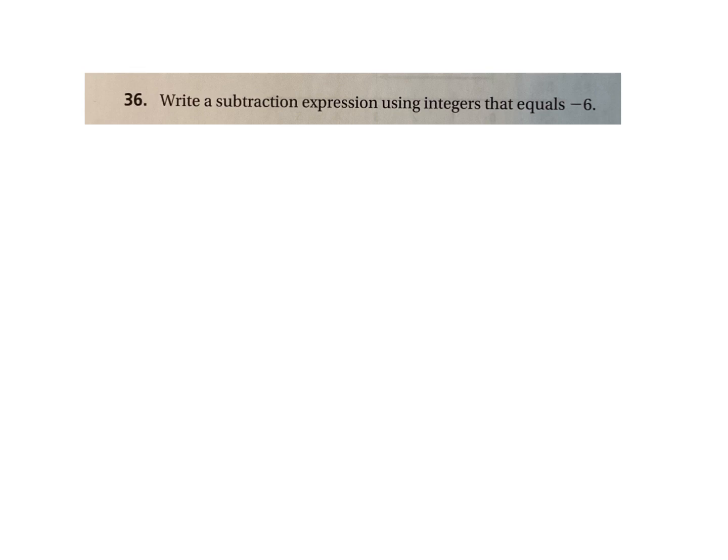Number 36 says, write a subtraction expression using integers that equal -6. Now, there's a ton of answers for this one, but I'm going to start out. I need to do a subtraction, so it's going to be something minus something. So if I want to get my answer to be a -6, I could say 1 minus 7. So then if I do 1 minus 7, I get a -6.